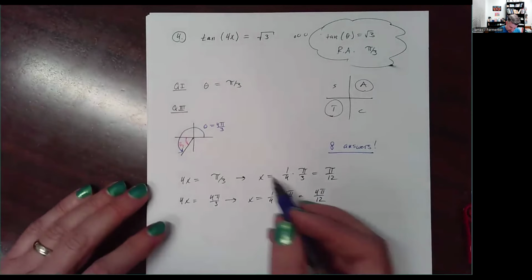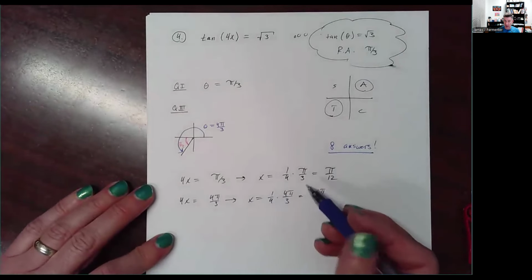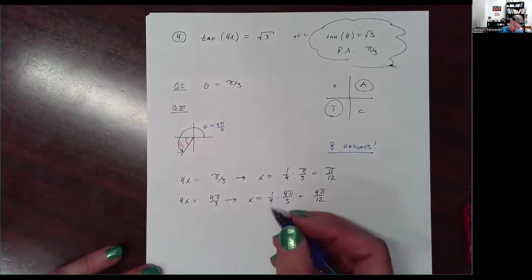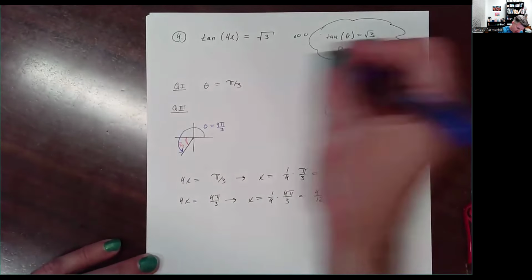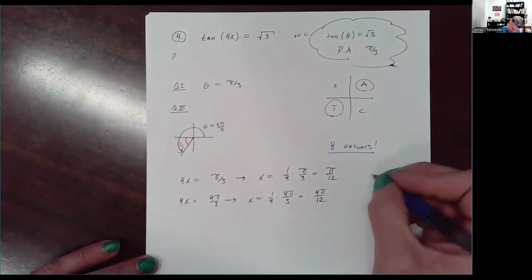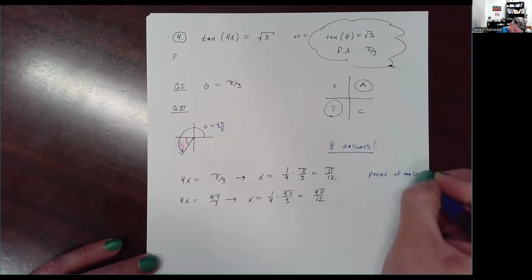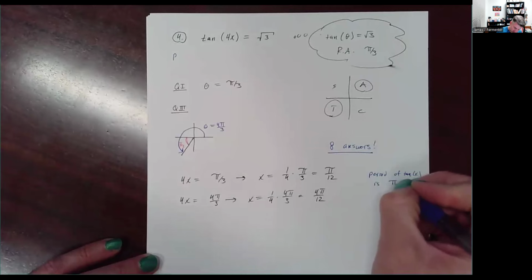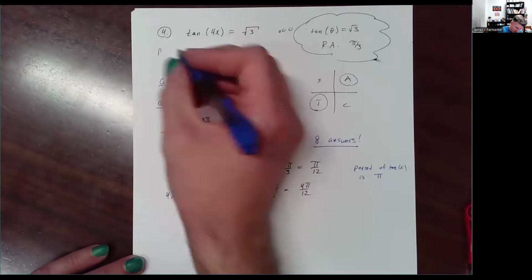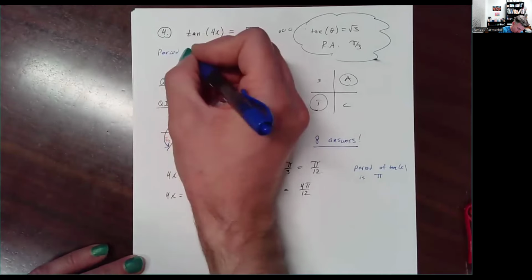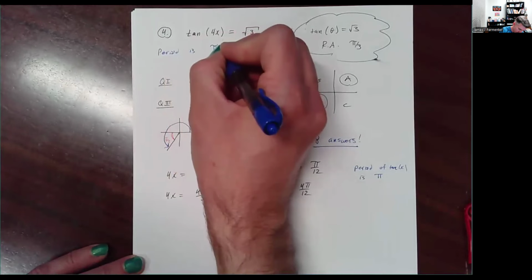Great. So then I'm going to take each of these and start adding on periods. Now, remember the period of tangent. So the period of tangent, let me write that here. The period of tangent of x is pi, not 2 pi. So the period of tangent of 4x is going to be pi divided by 4.